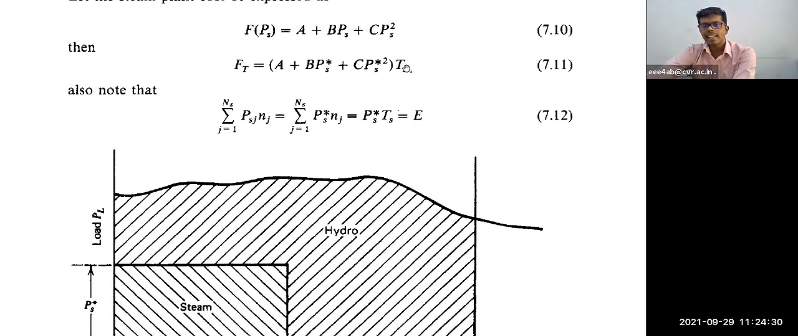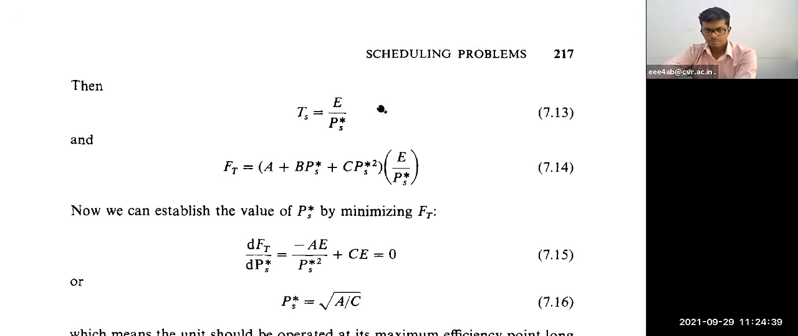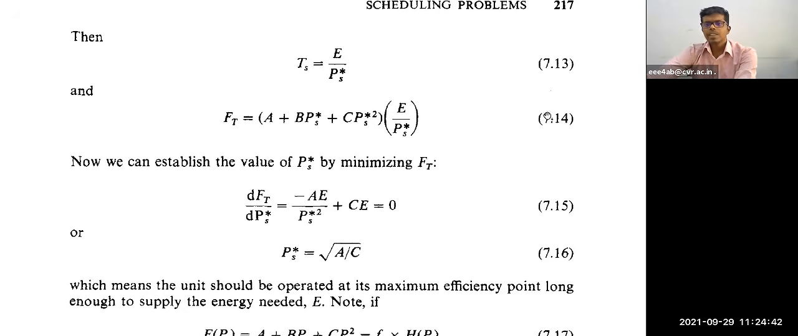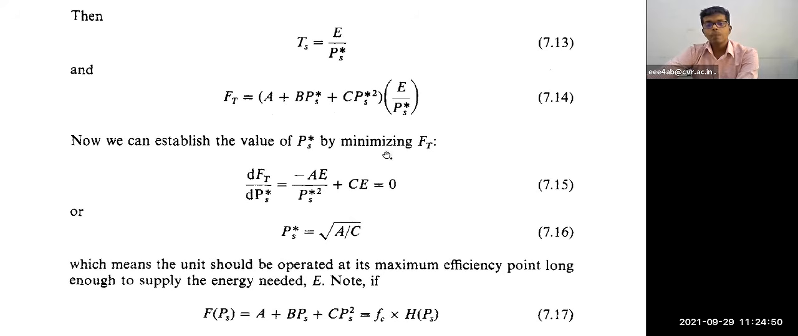Substitute equation 13 in equation 11, and equation 14 will come. Take this as equation 14, that is, FT is nothing but this into this. Now we can establish the value of PS star by minimizing the total fuel cost FT. So here we differentiate the total fuel cost with respect to PS star and equate it to 0.